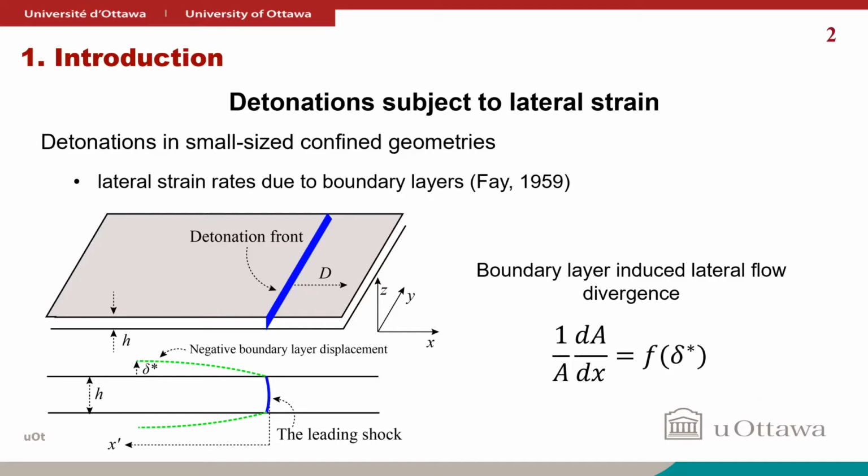For example, detonations in narrow channels usually propagate with significant boundary layer losses. In the shock-attached frame of reference, the boundary layer acts as a sink by removing mass from the main flow. Equivalently, in the core flow, the channel seems to have an enlarged cross-section whose area increase can be modeled by the negative boundary layer displacement.